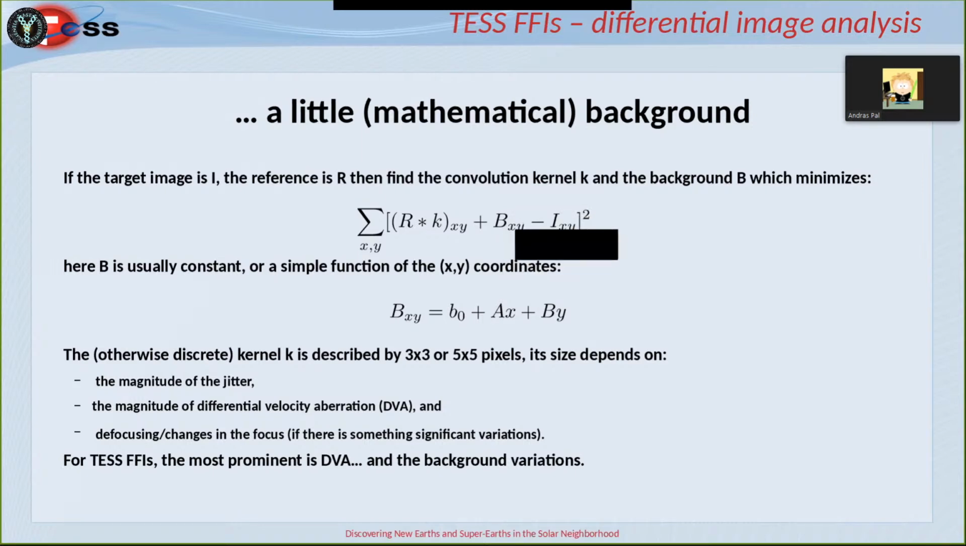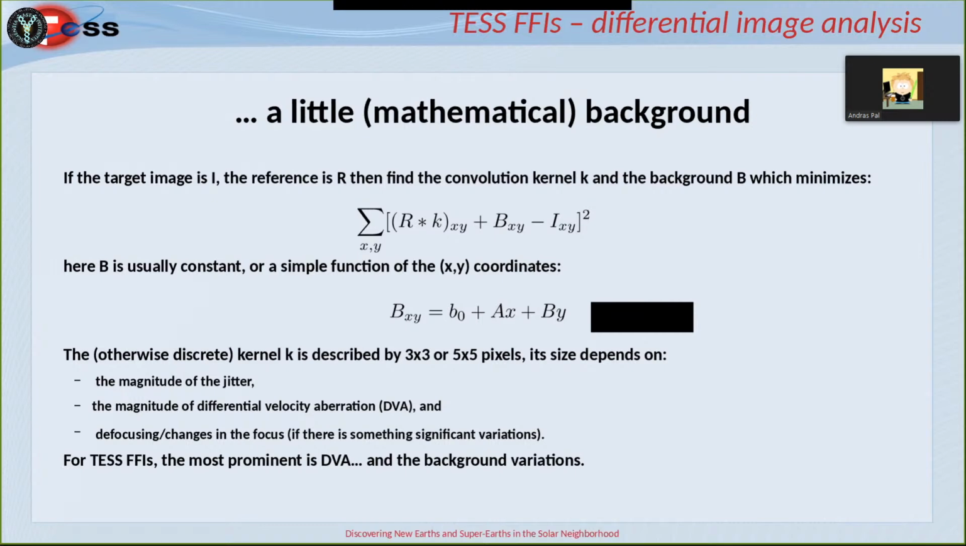Background is always changing because of gradual changes in the electronics, the readout process, the bias level, and in the case of TESS, stray light is also prominent, and the background can be not homogeneous. There is a way to handle it if you model it as a spatially varying function, like a linear slope or linear gradient. But you can also apply higher order polynomials. It depends on the field of view.